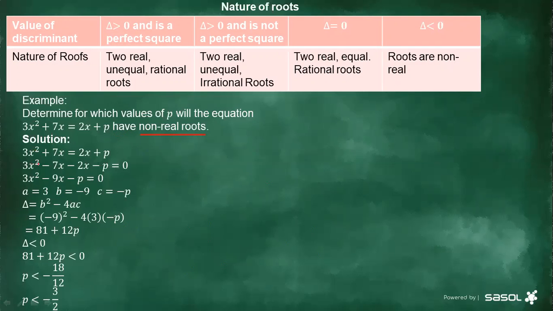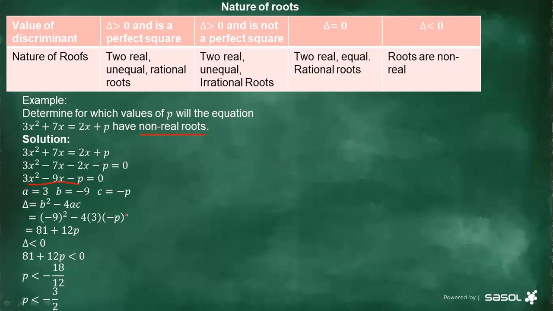Now the solution. First we have to rewrite it in standard form so that you can see the value of A, B and C. The value of A is 3, the value of B is negative 9, and the value of C is negative p. Then you calculate the delta, which equals b squared minus 4ac. Substituting the values, you get 81 plus 12p.